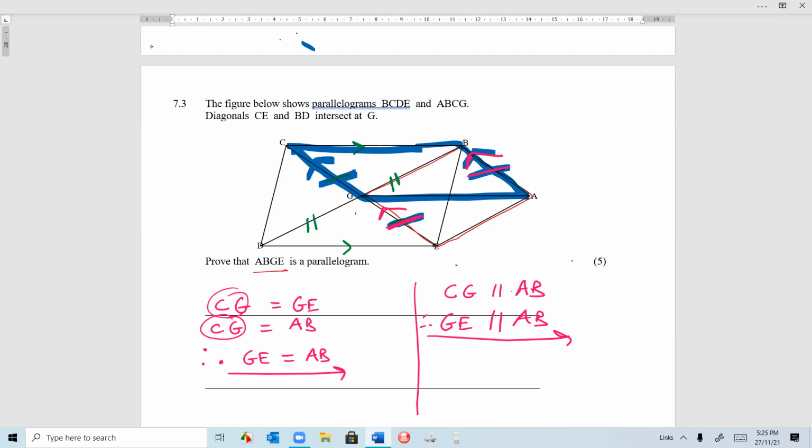Anybody found any other way to work that out? Any comments on this question? Comments?